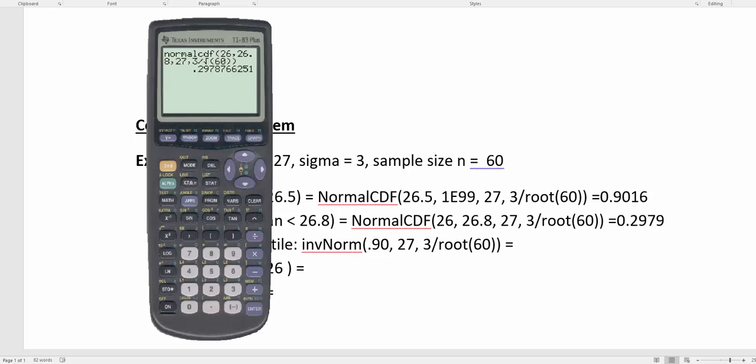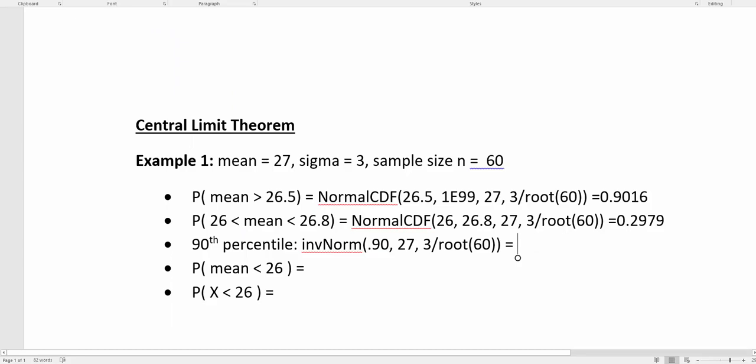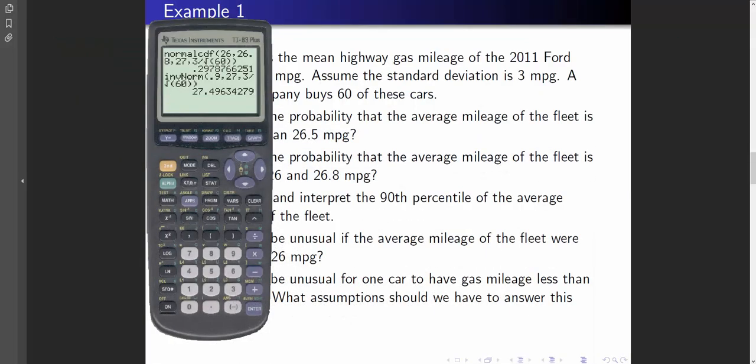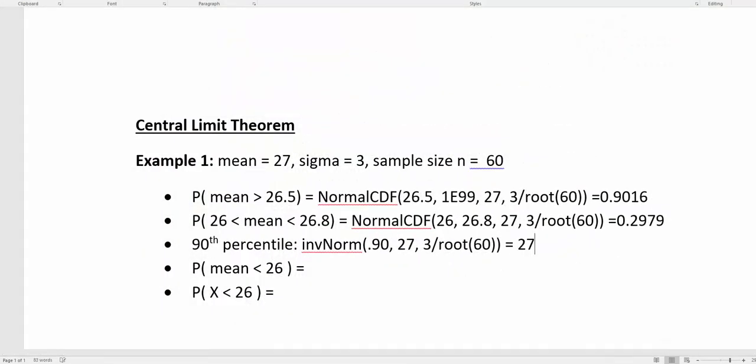So this is going to be second variables. Inverse normal is function 3, 0.90, 27, 3 over root 60. Okay. 27 what? Let's see. 27.5. Let's go with that. 27.5 of what? Miles per gallon. What does this actually mean? Interpretation.